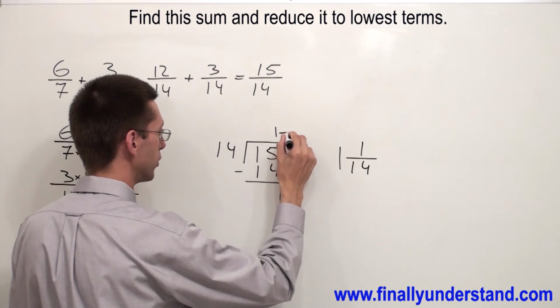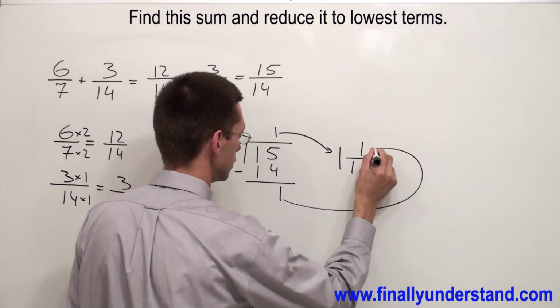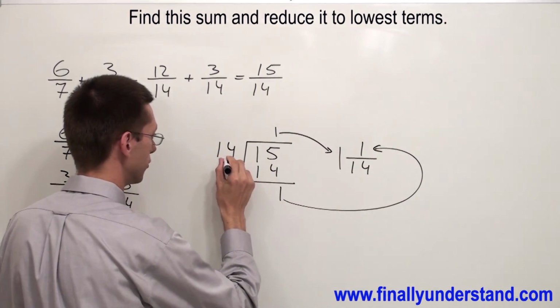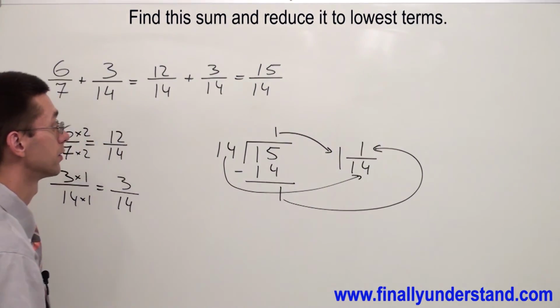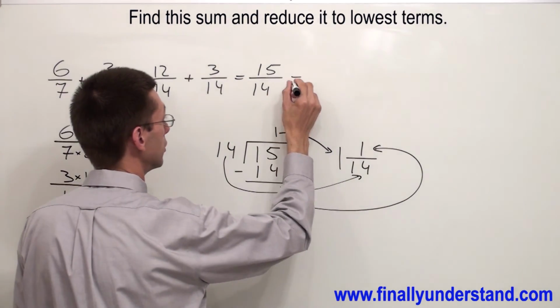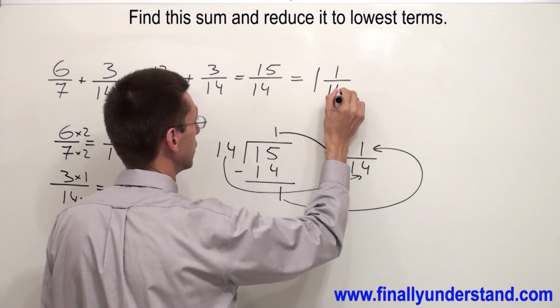Remember, the top number will always go to the front. The remainder will go to the numerator, and the divisor will go to the denominator. This is the solution to our problem. 1 and 1 over 14.